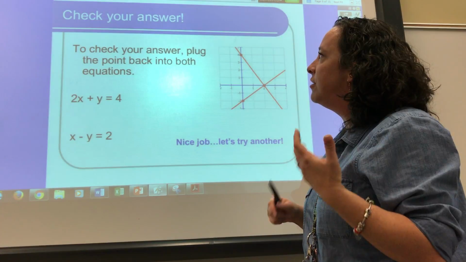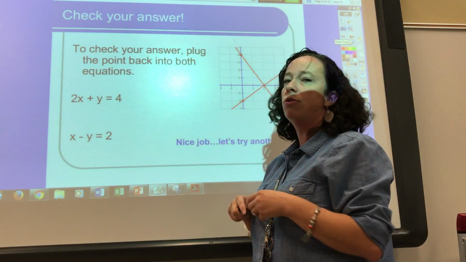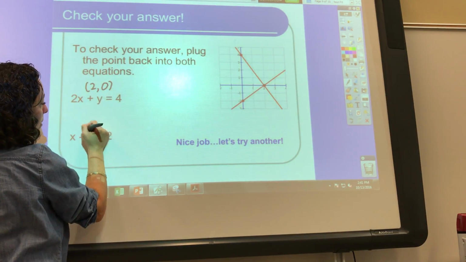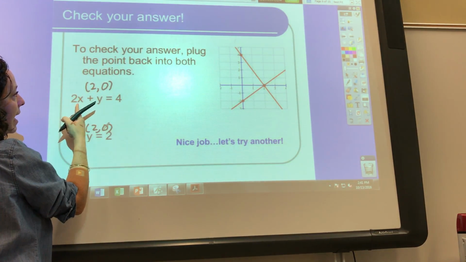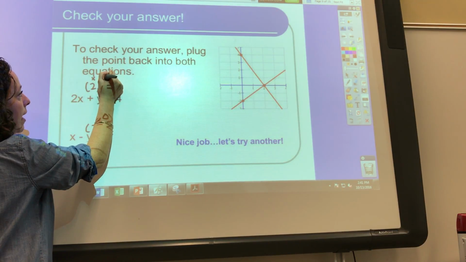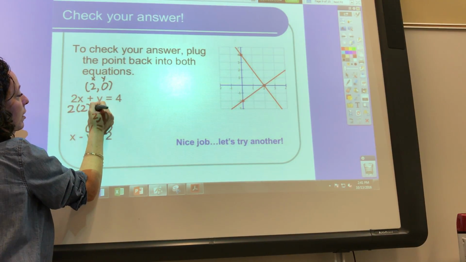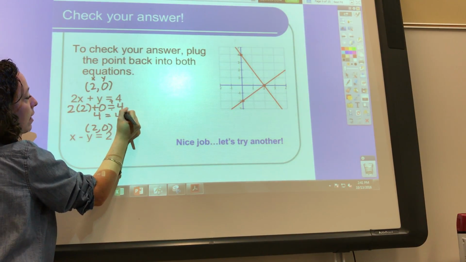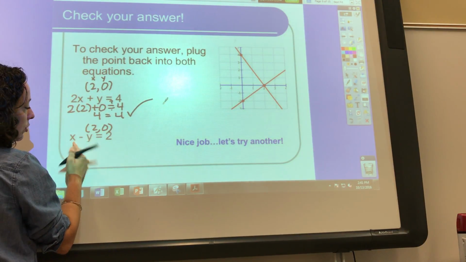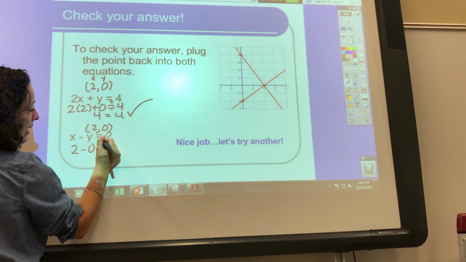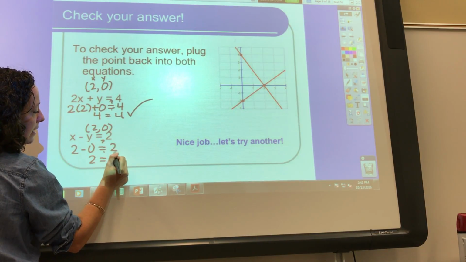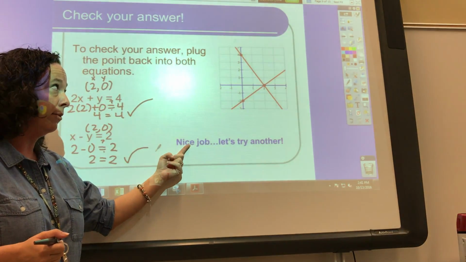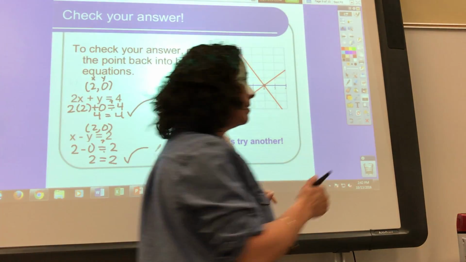But the way you check yourself to see if you're right is you plug the point back into both equations. So I'm going to plug (2, 0) back into both equations. I plug a 2 into the x and a 0 into the y. So 2 times 2 plus 0. Does that equal 4? Yes. 4 equals 4. Check. Now here, plug a 2 into the x and a 0 into the y. Does that equal 2? Why, yes, indeed, it does. So since it checks in both, we did a great job. We got it. The solution is indeed (2, 0).